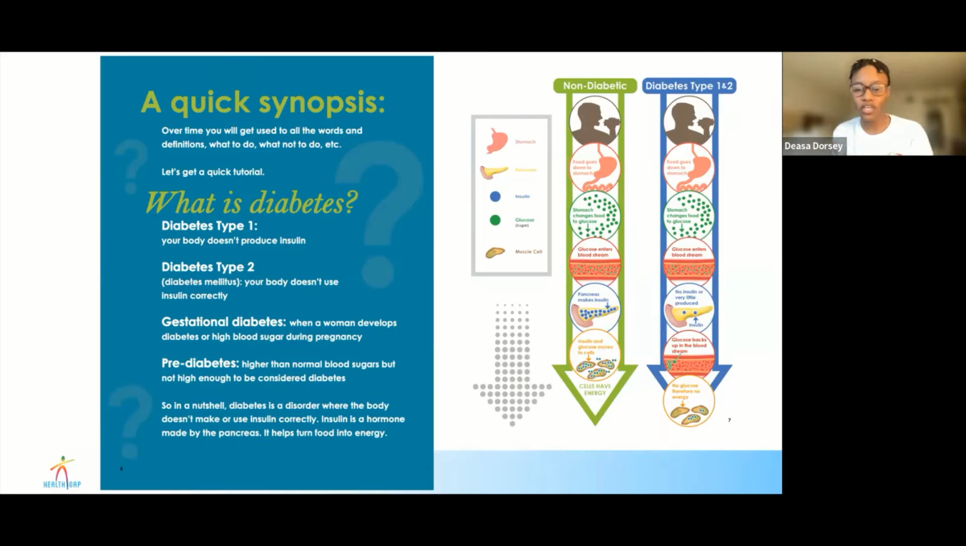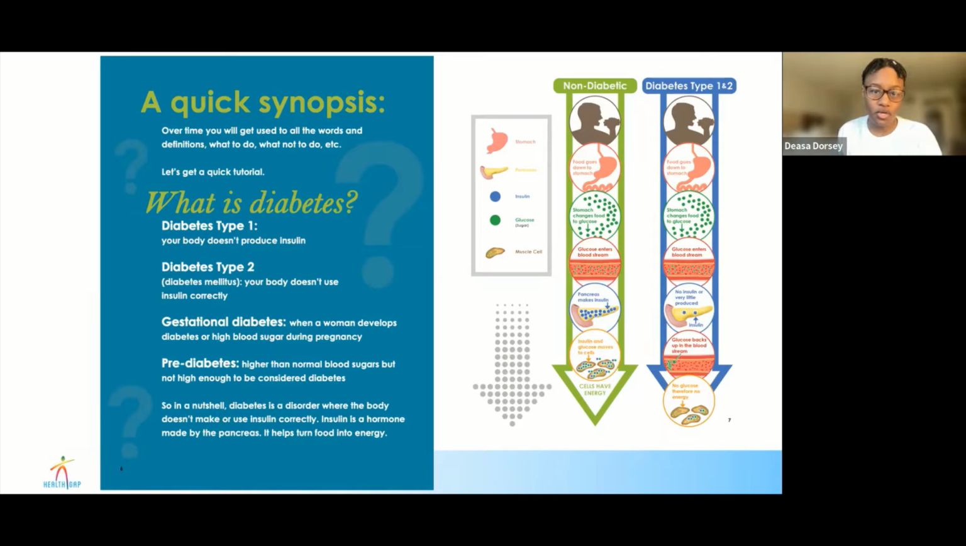So there's 4 types we'll talk about today. There's diabetes type 1, which is what you described as juvenile. They still use those terms, but not as much anymore. Diabetes type 1 is when your body doesn't produce insulin. It's a pretty basic definition.